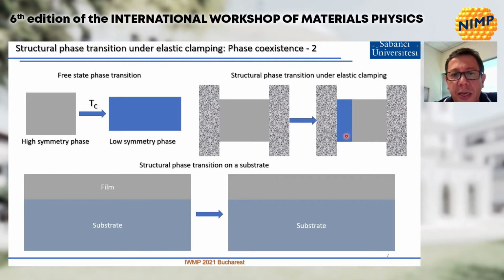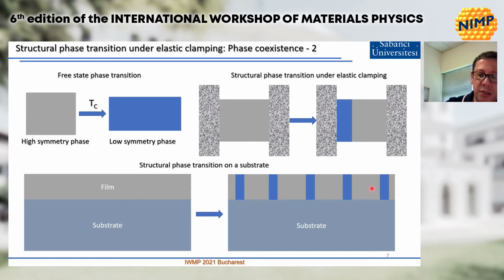And what might happen intuitively on a substrate, if you go through the critical temperature, is that, due to the clamping of the substrate, you might expect to have some regions of low symmetry and high symmetry phases coexist, again due to the cost of the elastic energy. Because if the entire film transforms into the low symmetry phase, then this has a big cost of elastic energy.